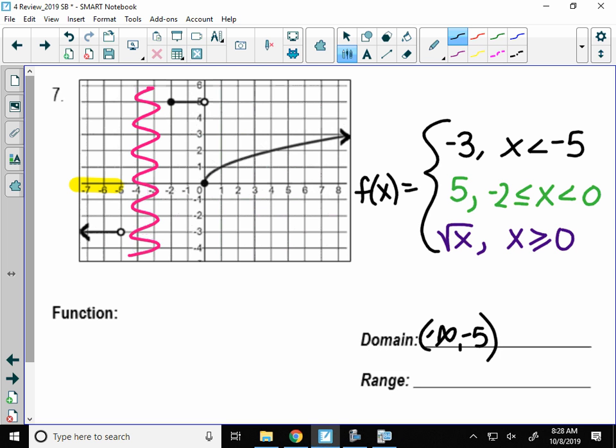Then I take a break. Then I pick back up with my domain at negative 2. Then when I get to 0, I have value and I continue going to infinity. So my domain comes back at negative 2, which is a square bracket because it's a closed dot, to infinity.